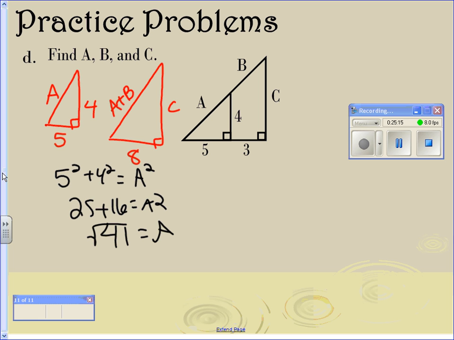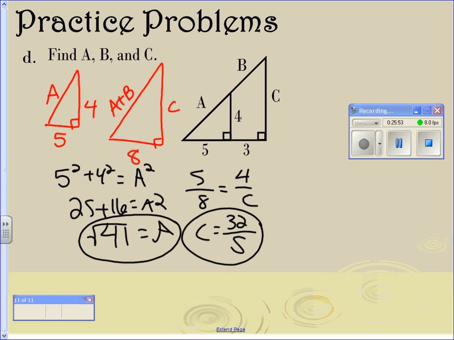How would I figure out what C would be? What'd you get? How do you find C? 5/8 equals 4/C, right? So C would equal what? That'd be okay. If it was 11/3, leave it as 11/3, not 3 and 3.